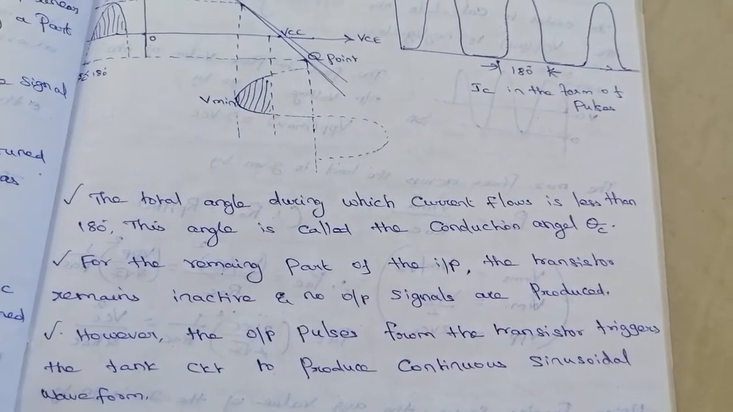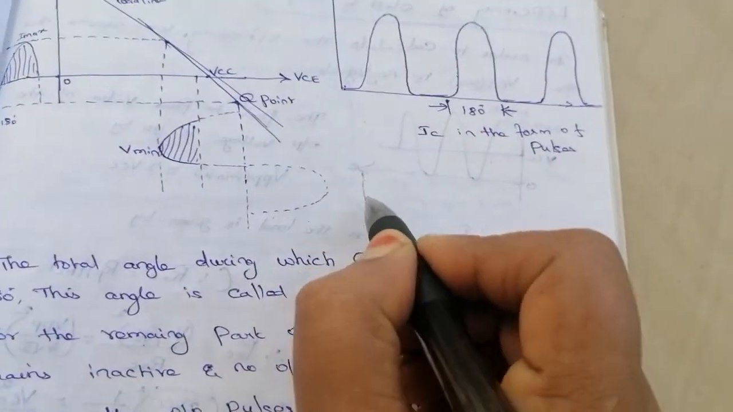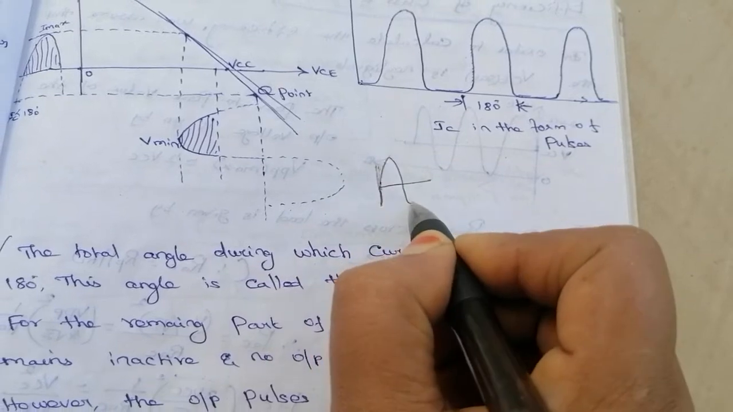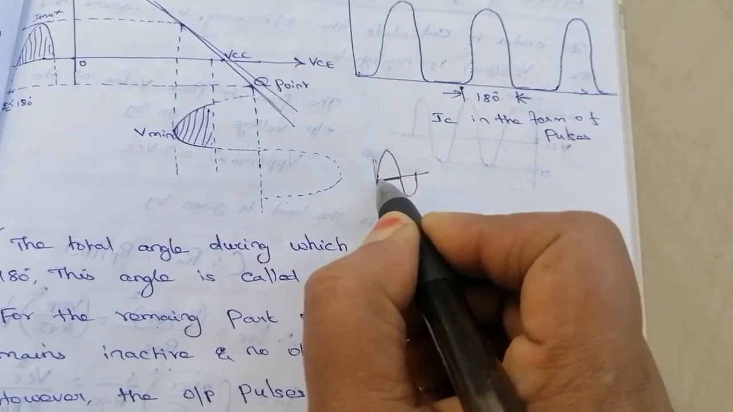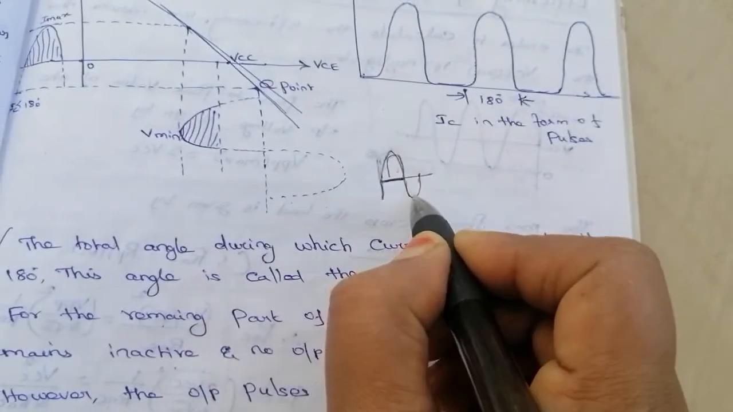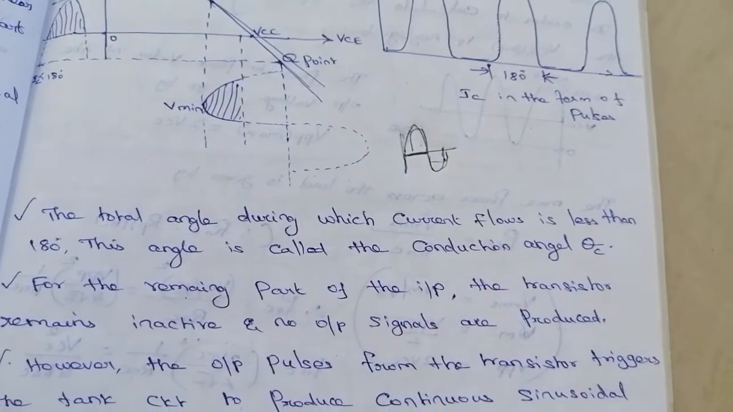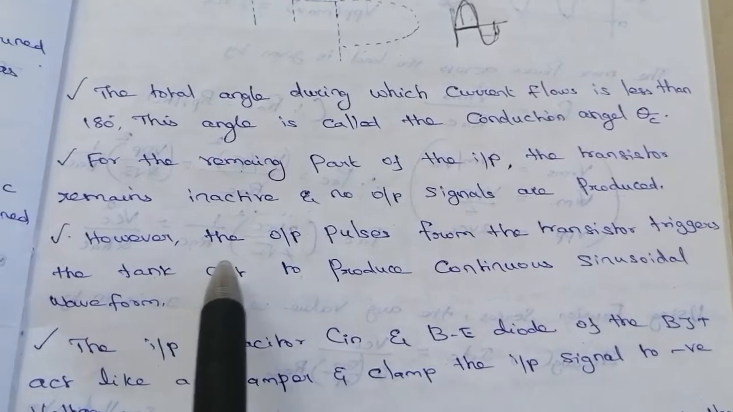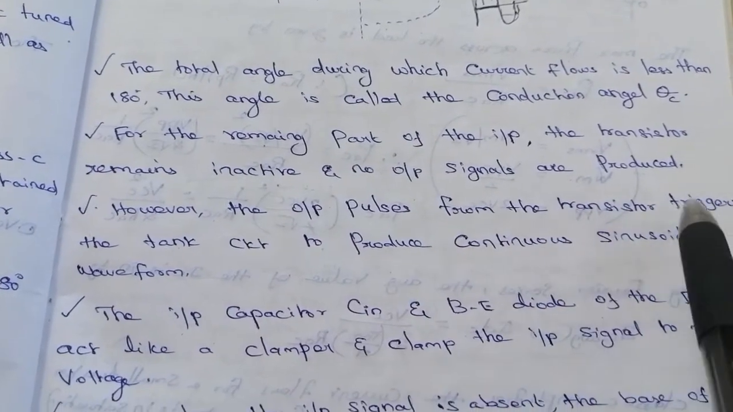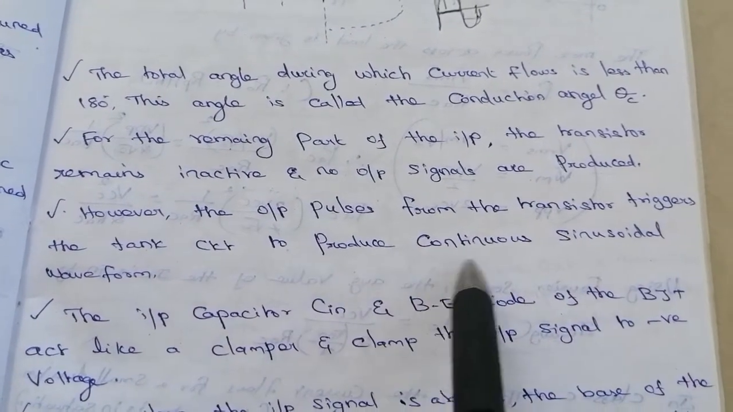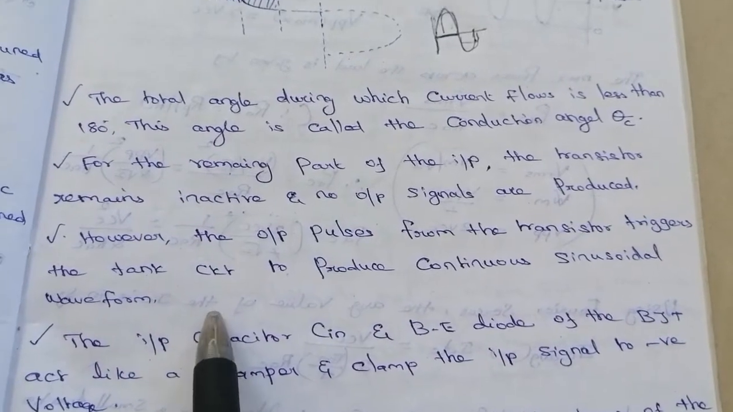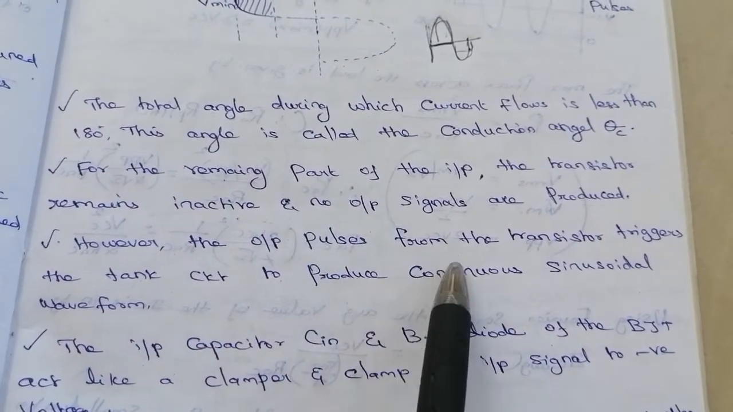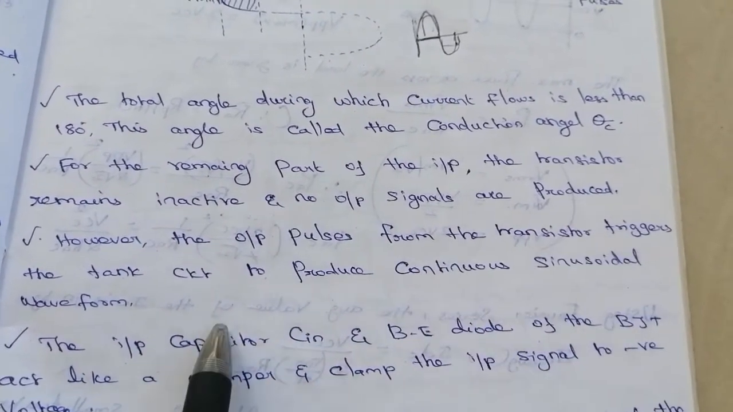This is the 180 degree wave, 180 degree input. Less than 180 degrees means only this portion is active. The remaining portion is inactive and no output signals are produced. However, the output pulses from the transistor trigger the tank circuit to produce a continuous sinusoidal waveform. So the output pulses from the transistor trigger the tank circuit.